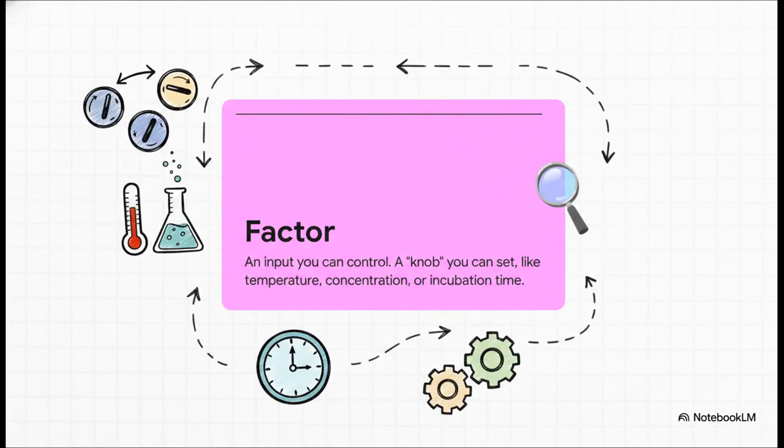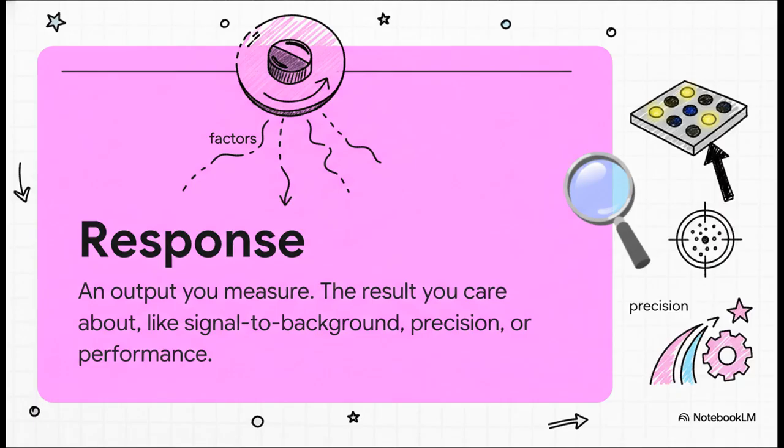Okay, first things first, let's make sure we're all on the same page with a couple of key terms. First up, a factor. A factor is simply any input that you can control in your experiment. The best way to think about it is like a knob you can turn up or down. Things like temperature, the concentration of a chemical, or how long you let something incubate. Simple enough, right? So if factors are the knobs you get to turn, the response is the result you get to measure. This is the output you actually care about, the thing you're trying to improve. It could be the signal-to-background ratio in your assay, the precision of a measurement, or just the overall performance of your system. It's your goal.